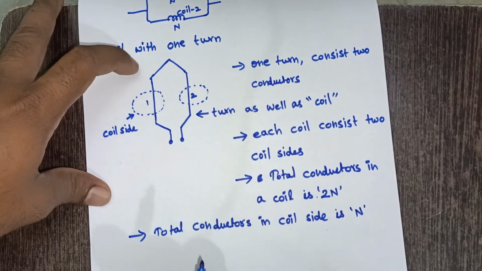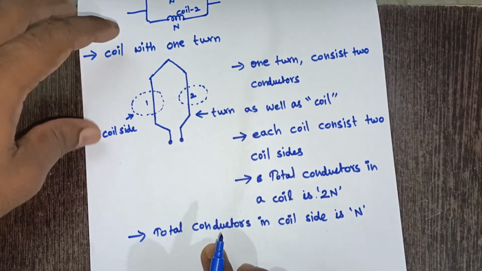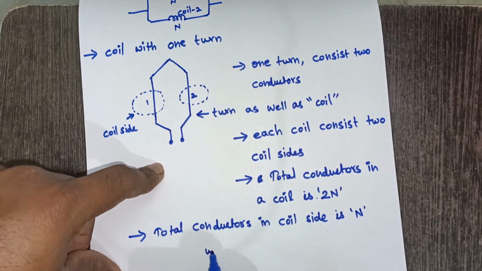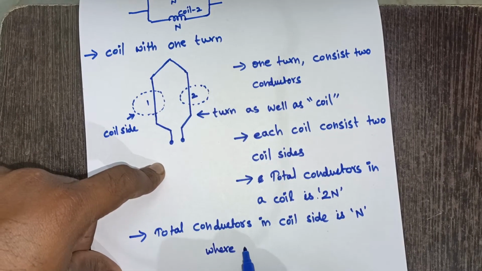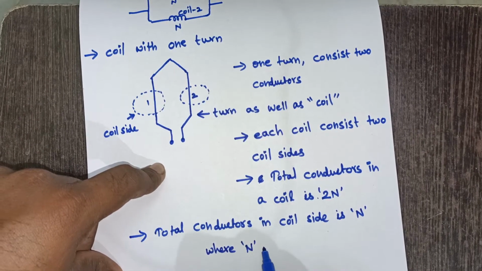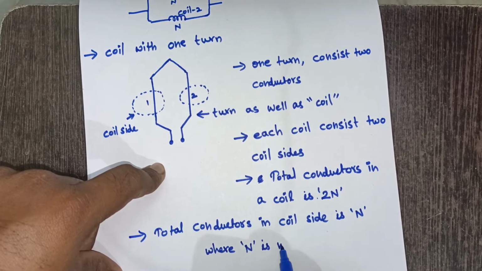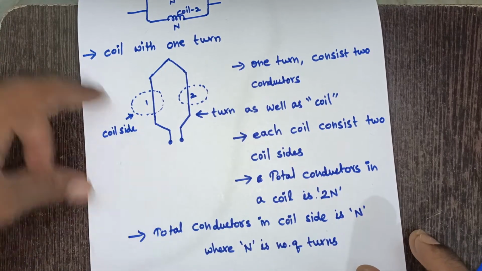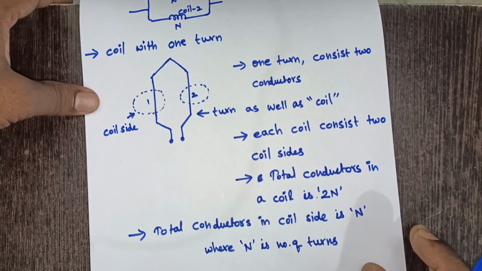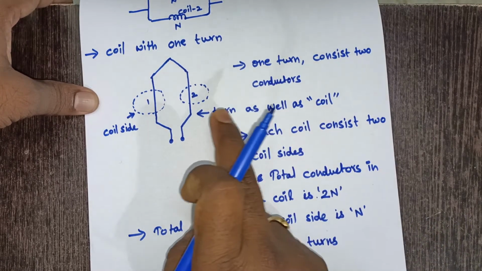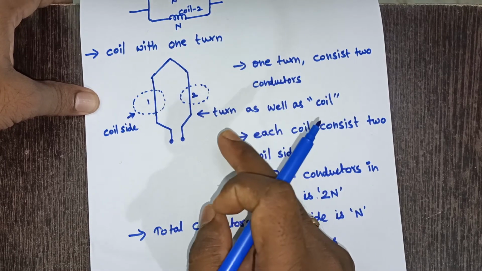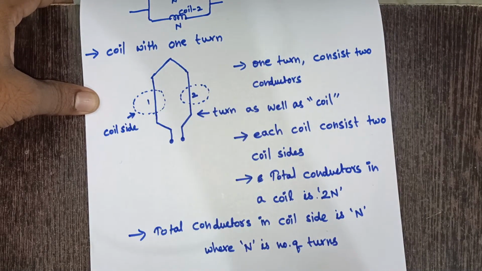Total conductors in coil side is n, right? So here remember this n is number of turns, right? So here we have seen a 1 turn coil. If you go for higher turns, let us see how it will be.